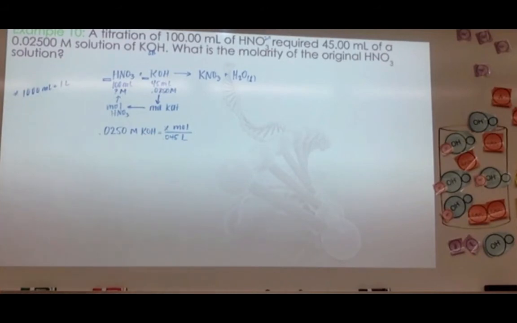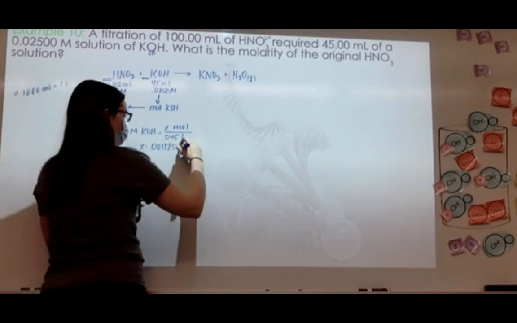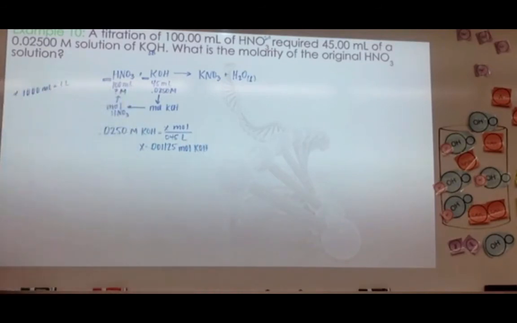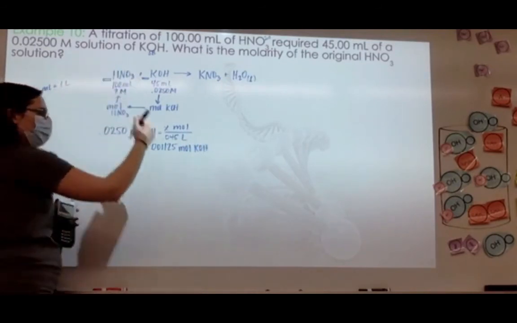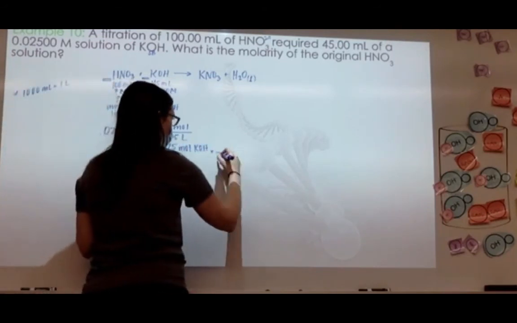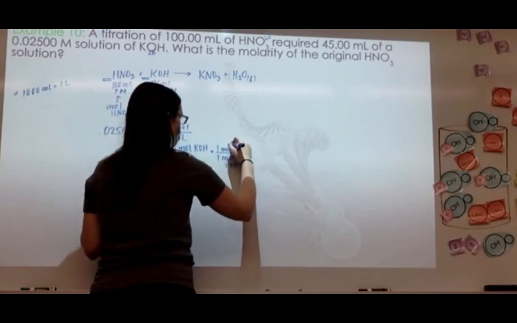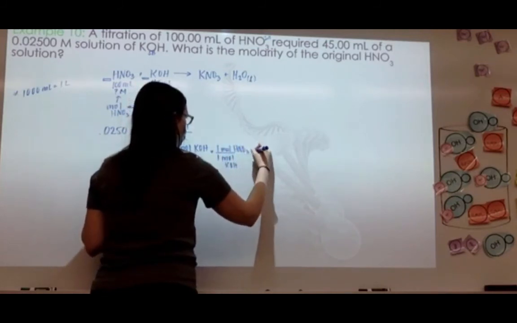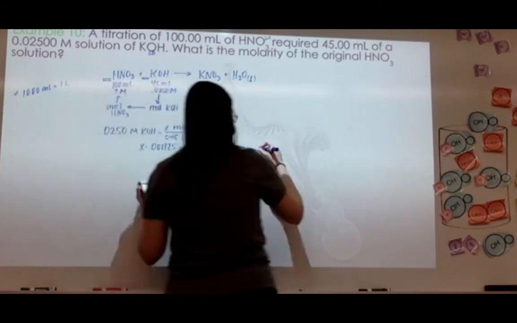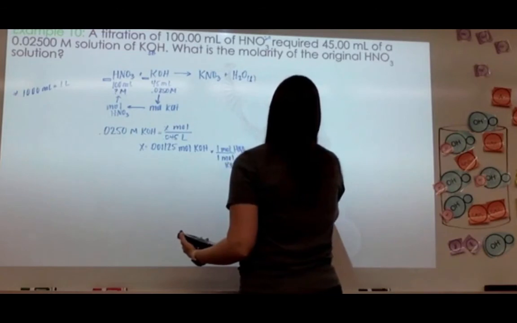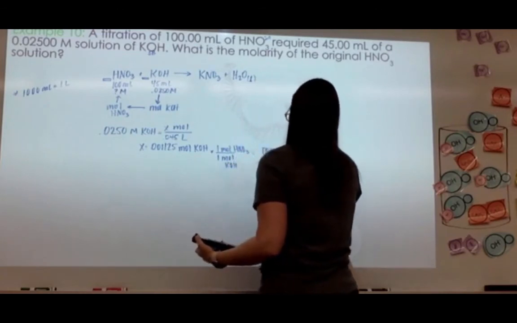So we can start by figuring out how many moles, 0.001125 moles of KOH. And it's a 1-to-1 ratio. So for every 1 mole of KOH, we need 1 mole of HNO3, which means after this reaction, we have the same number of moles of HNO3.